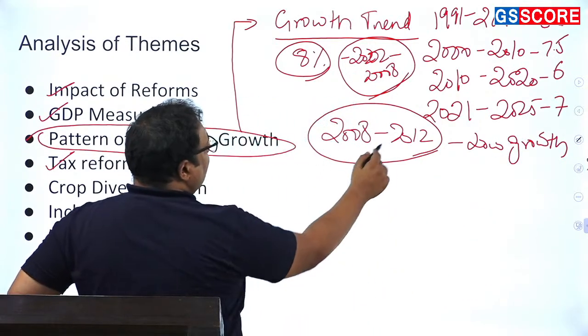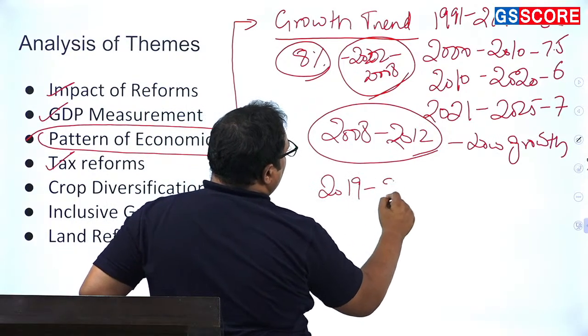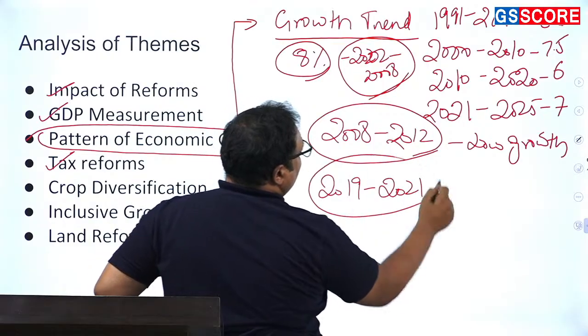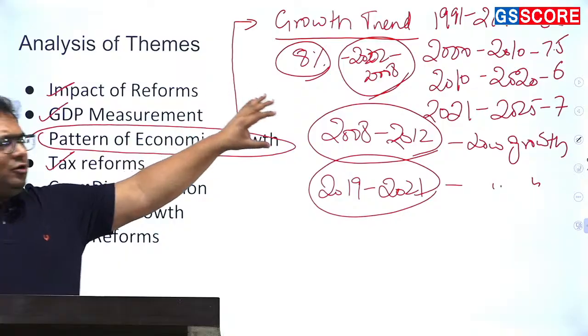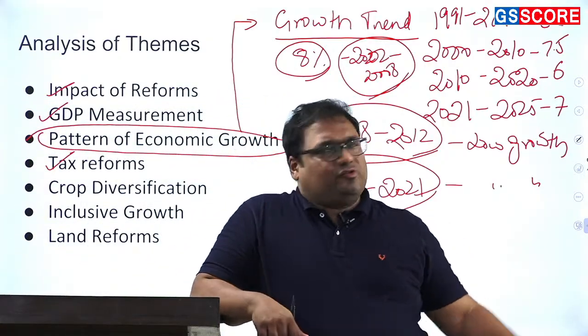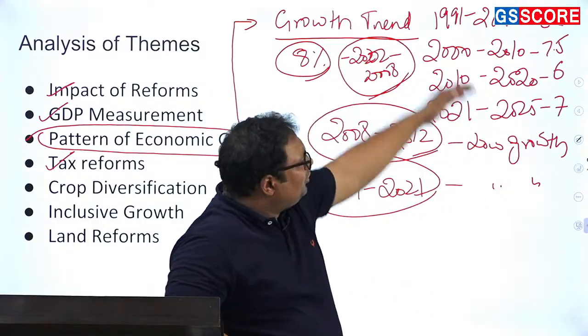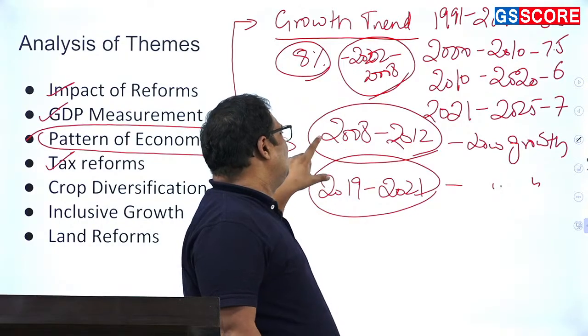Okay, then again 2019 to 2021, low growth. So now, between the trend, you need to know what are the gaps, what breaks this trend. Generally in this trend we can see continuous growth, but there have been bad patches. What are those bad patches?